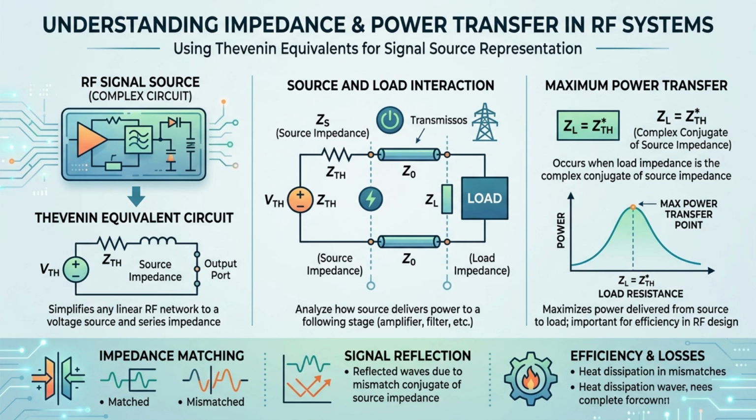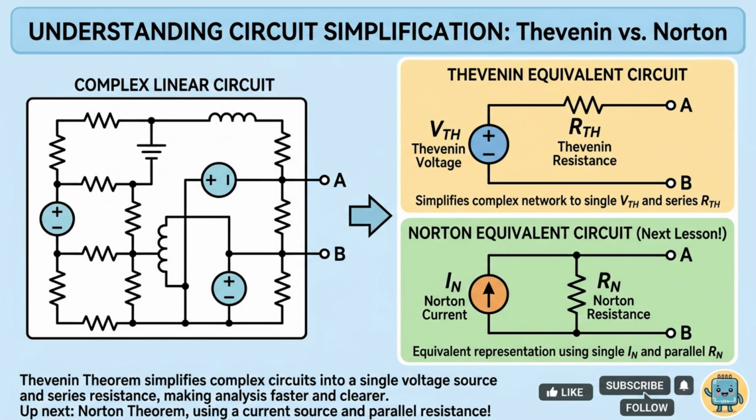So today, we learned that Thevenin theorem allows a complex linear circuit to be replaced by a single voltage source and a single resistance without changing its behavior at the output terminals. This powerful simplification technique makes circuit analysis faster, clearer, and more intuitive. In the next lesson, we'll explore Norton theorem and discover another equivalent circuit representation that uses a current source instead of a voltage source.